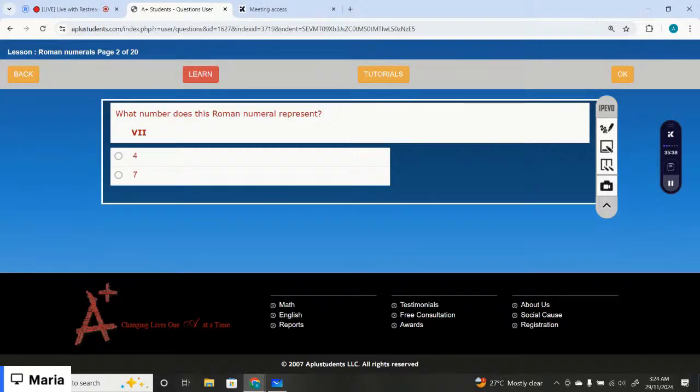What number does the Roman numeral represent? V is for 5. So that is 5, 6 and 7. So that represents 7. Option number 2 is the correct option.